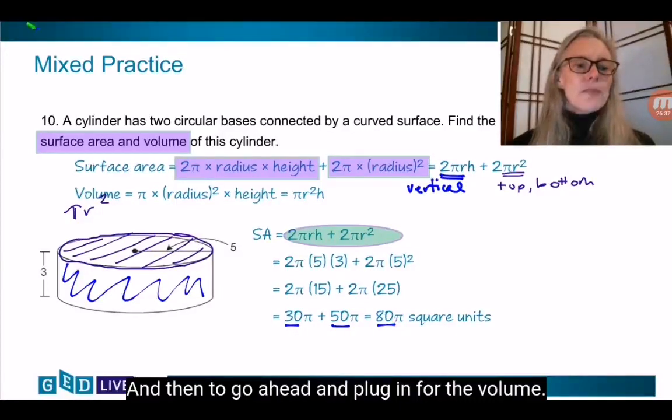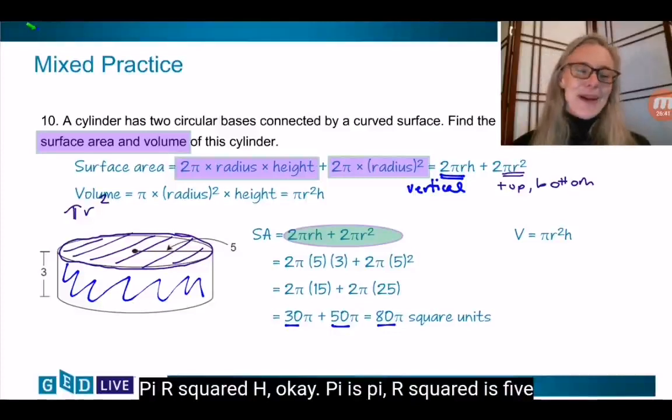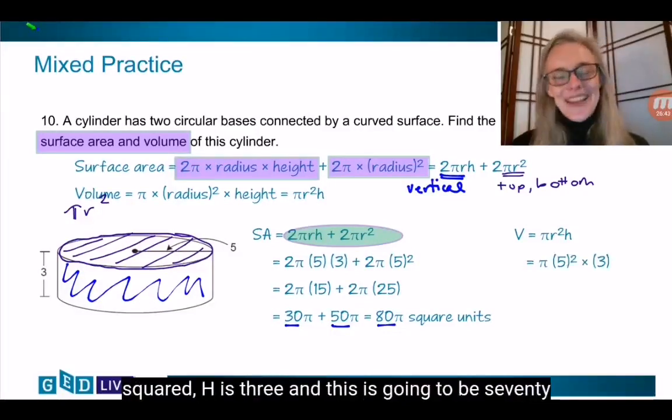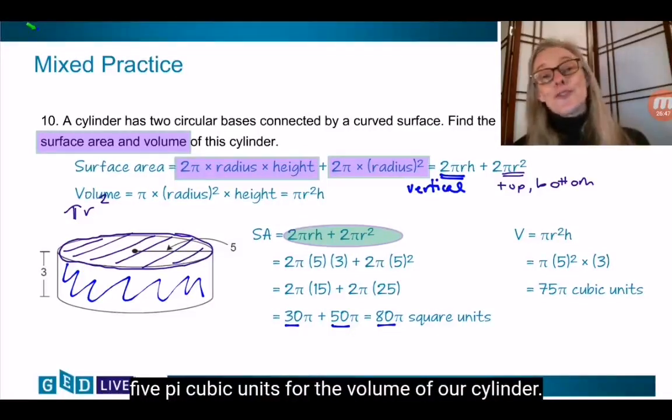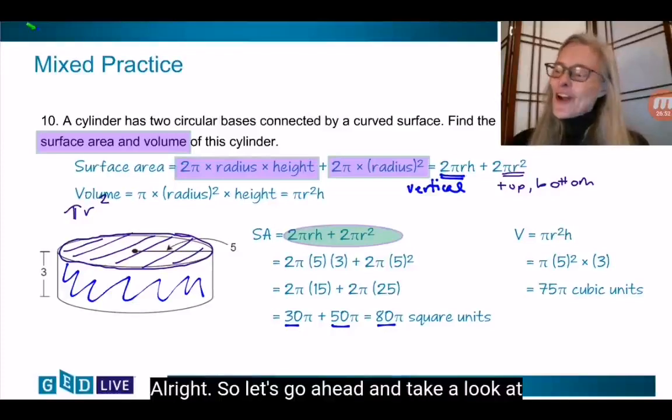And then to go ahead and plug in for the volume, pi r squared h. Okay, pi is pi, r squared is 5 squared, h is 3, and this is going to be 75 pi cubic units for the volume of our cylinder. All right, so let's go ahead and take a look at pyramids.